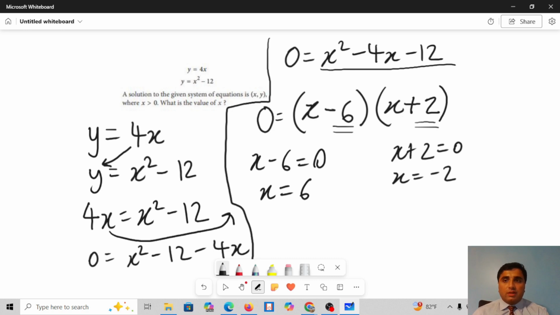So we have been asked what is the value of x, and we have that x is greater than 0. Out of these two numbers, 6 is the number greater than 0, and therefore we have x equal to 6 as our final answer.